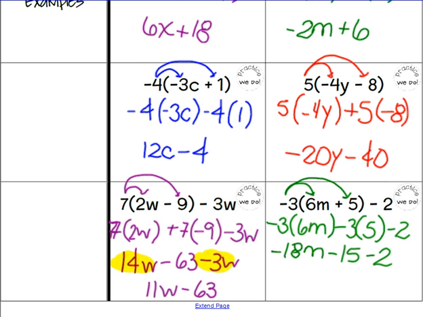So in this case, we should see that we have some constants that we can combine. So we have a negative 15 as a constant, as well as a negative 2 that is a constant. So we can combine our constants together. So when we simplify this, we would have negative 18m, and negative 15 minus 2 would give us negative 17. So negative 18m minus 17 is that expression simplified.